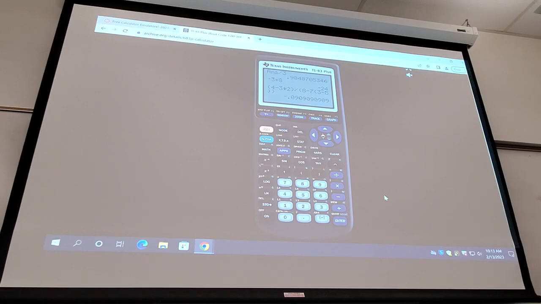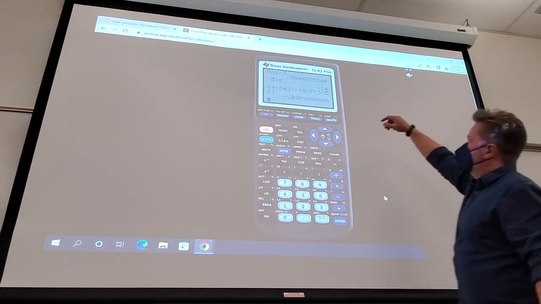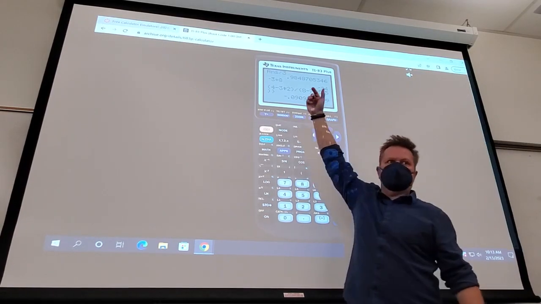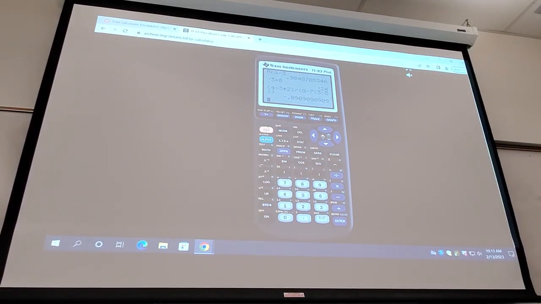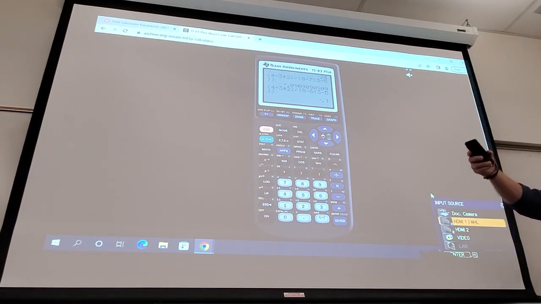Now let's say that was supposed to be a 6, not a 7. This isn't that big of a problem, but watch this. If you hit second, enter, you can then go back. On the newer calculators, let me do this again.